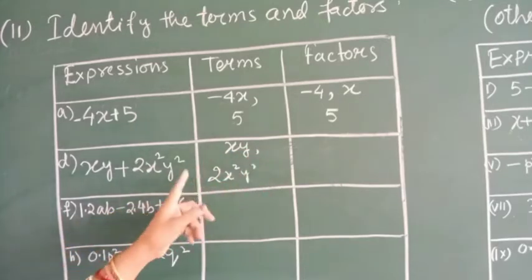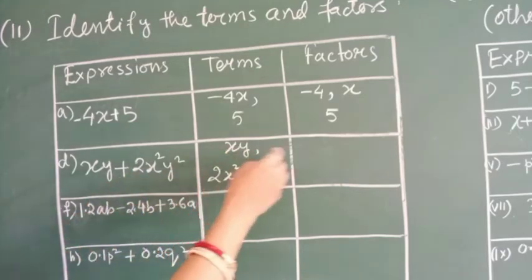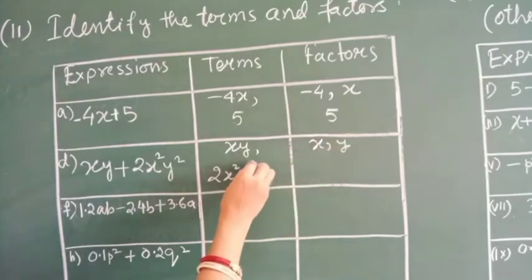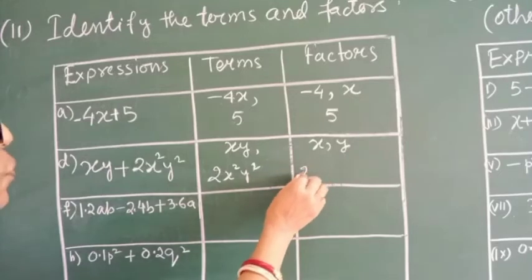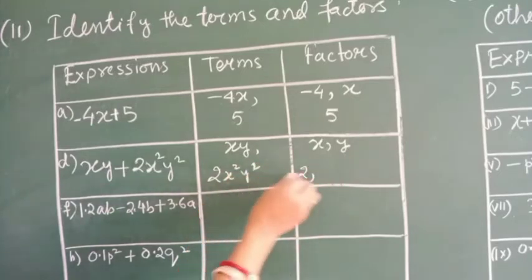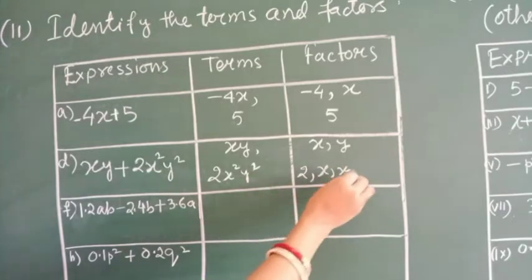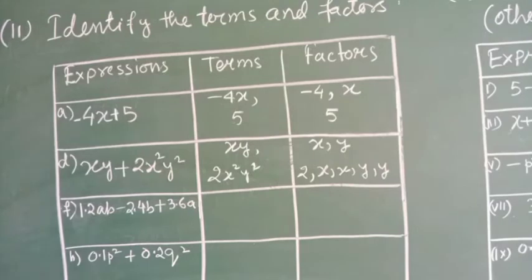xy is the first term and the second term is x square y square. Now the factors: here you can see two factors, one is x, another is y. And here you can see so many factors are there, you have to write them separately. 2, then x square means 2 x's are there, and y square means 2 y's. So all the factors you have to write separately. Come to the next one.